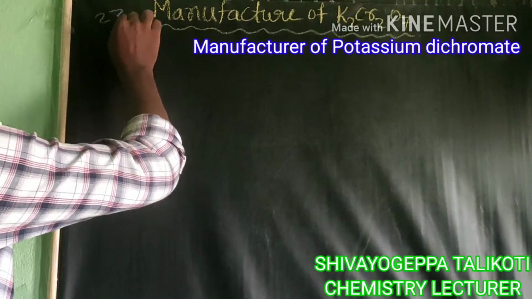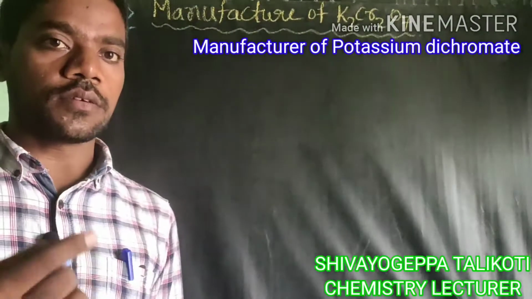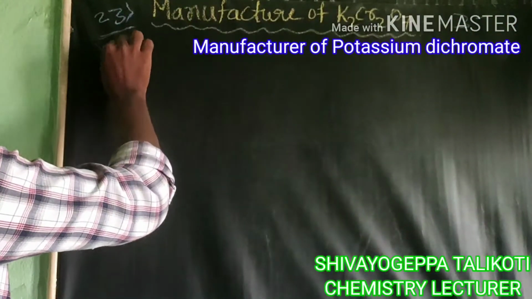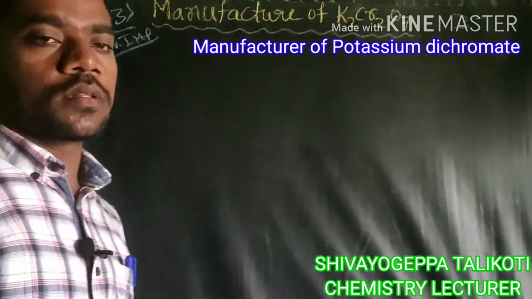In the D block element chapter, this question, the manufacture of K2Cr2O7, will be the 23rd or 24th question in your question paper. It is a 3 marks question, very important. 23rd question, K2Cr2O7.